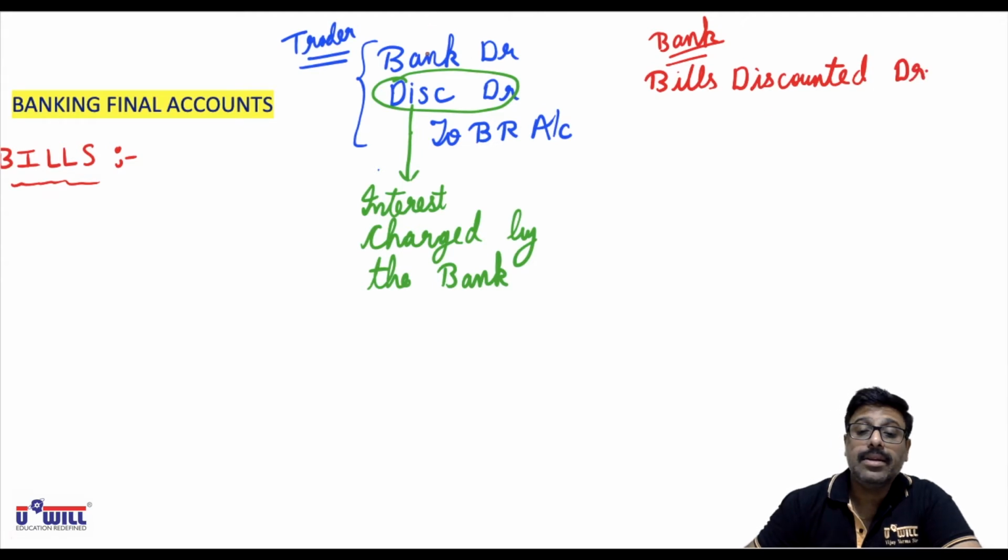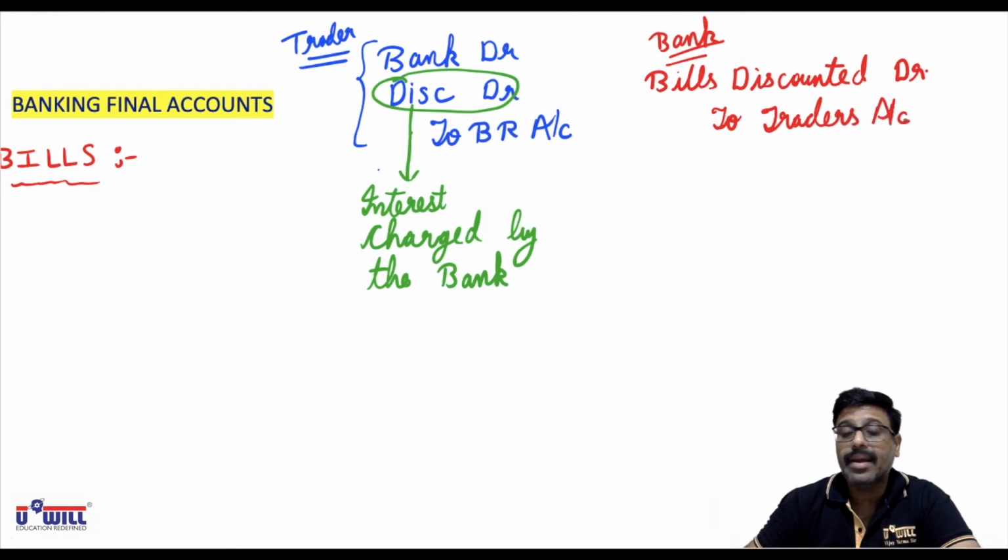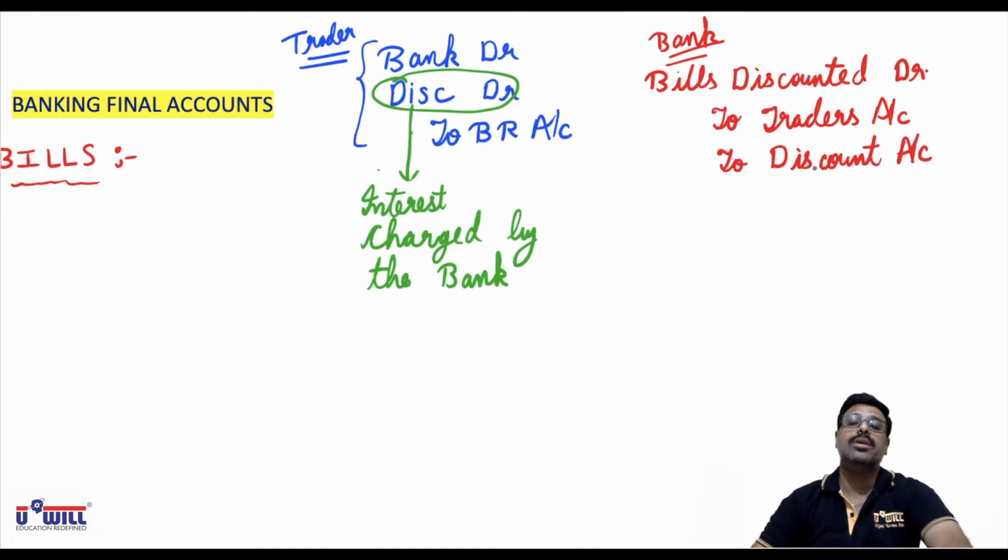And then they will give the money to the trader. So like here you debit bank account, there they'll credit the amount payable to the trader, credit the payable. So they will directly credit that amount in the trader's passbook, to the trader's account. And this discount for the bank becomes an income because they are charging the interest from the customer. So discount is an income, credit all incomes and gains to discount account.